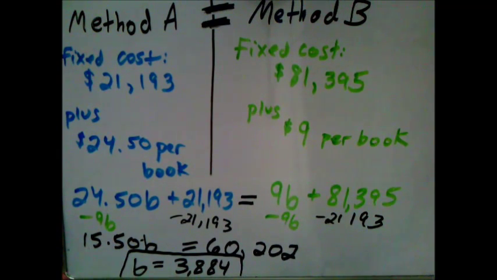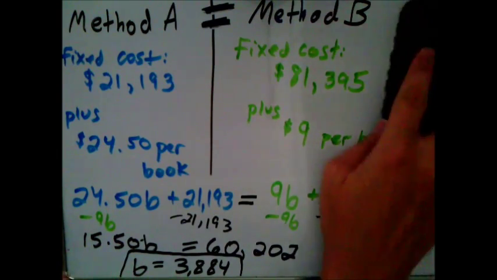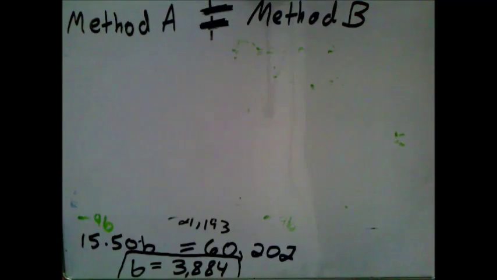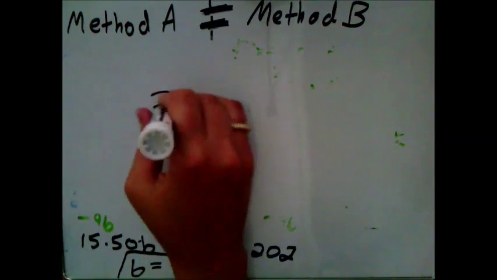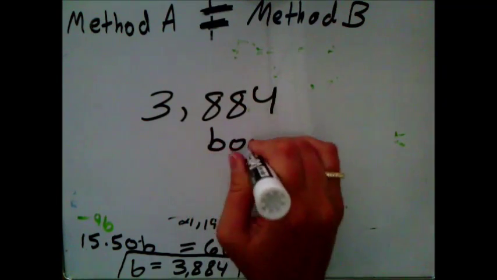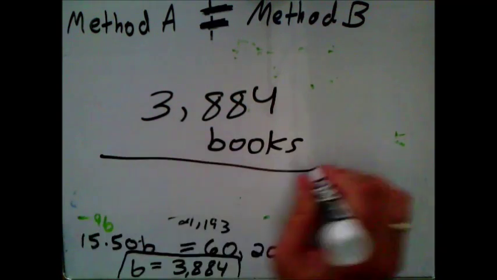And so now we want to write our answer as a nice sentence instead of just a variable. Method A is equal to method B when we produce 3,884 books. That is the break-even point.